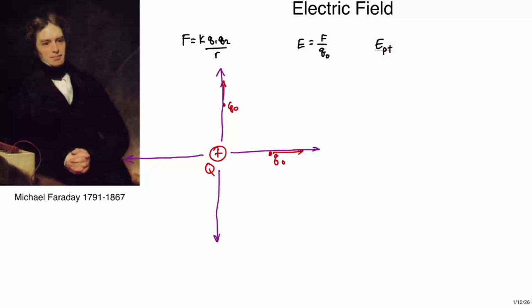And here's the key simplification that Faraday's genius allows to happen. We don't need the test charge to be there at all. The electric field exists because the big Q is there. Now, this idea isn't too different from another idea that we never taught you about in Physics 2a, but you've heard about before. And that's the gravitational field.